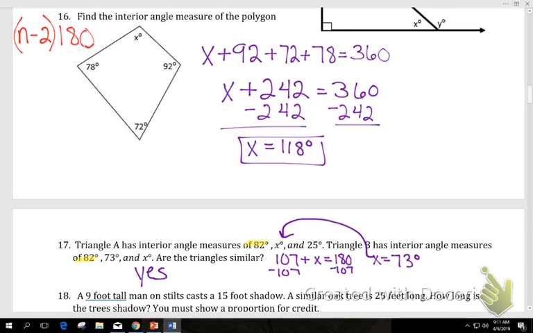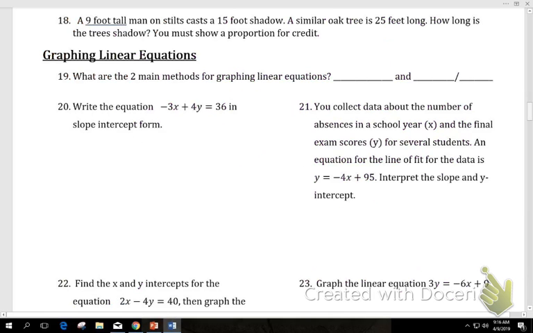Pythagorean. No, not Pythagorean theorem. It starts with a P. It's a proportion. You need a proportion. A 9-foot tall man stands on stilts, casts a 15-foot shadow. A similar oak tree is 25 feet tall. How long is the shadow? You must show, I told you right there, you got to show a proportion for credit.